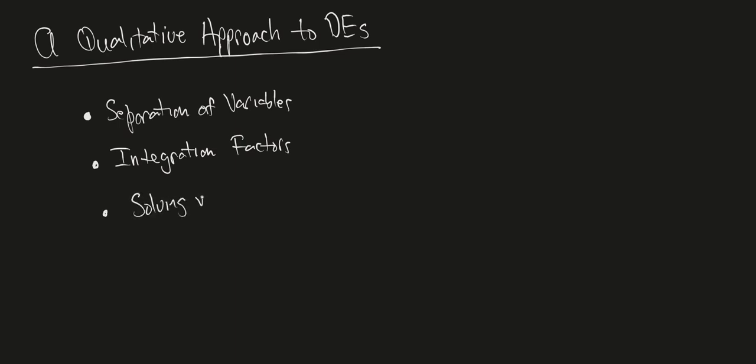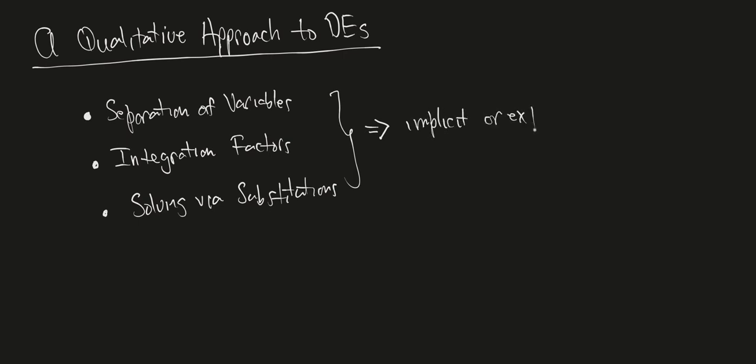So solving via substitutions, right? And as we've seen, there's a bit of algebra and a bit of calculus that goes into it. But at the end of the day, what do we end up with, right? We end up with either an implicit or explicit solution, right?